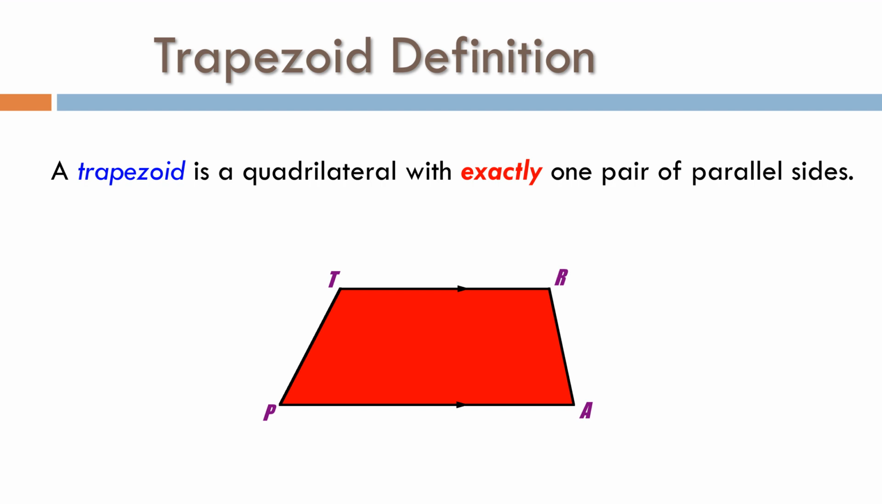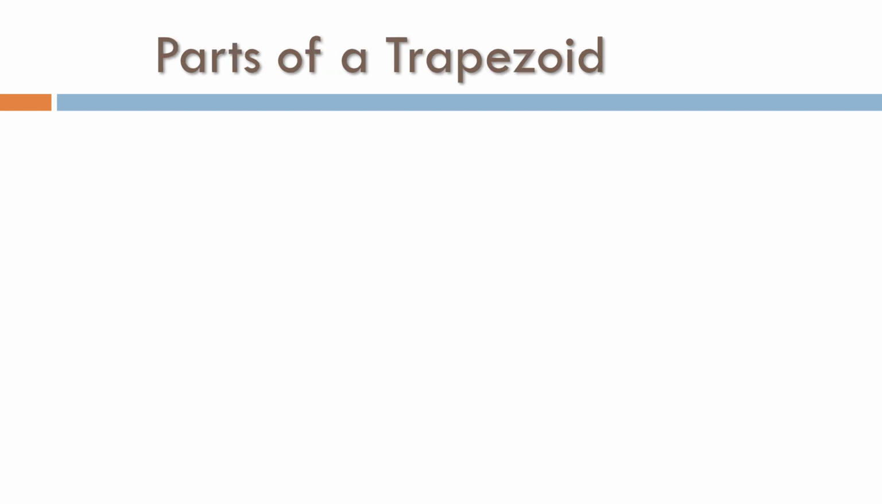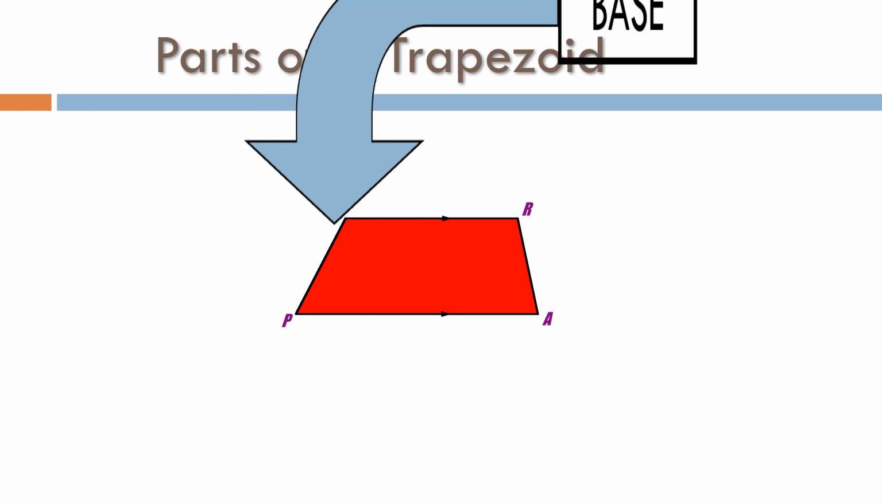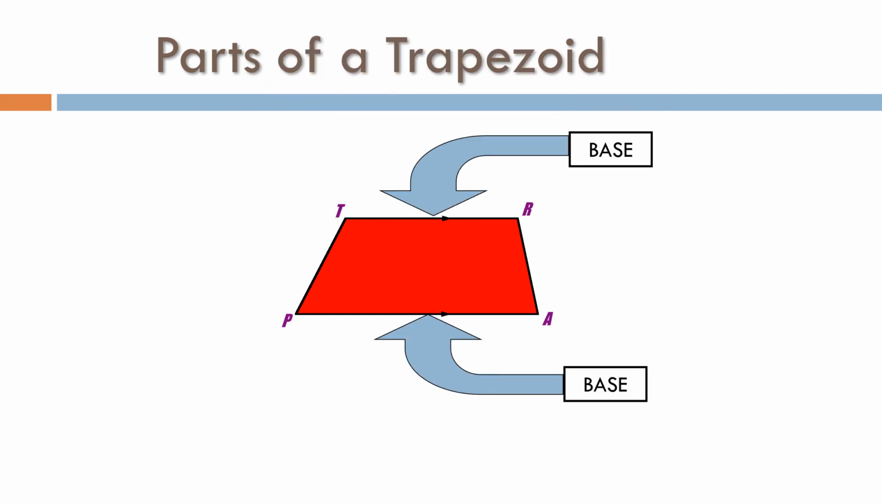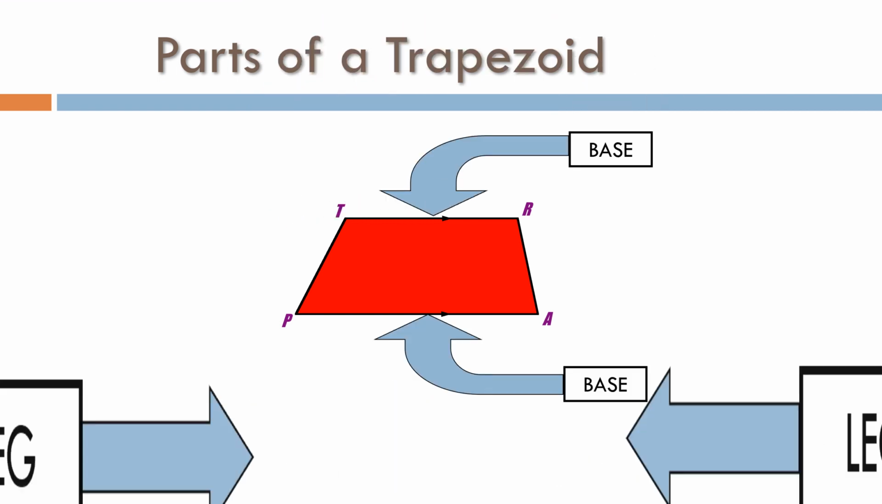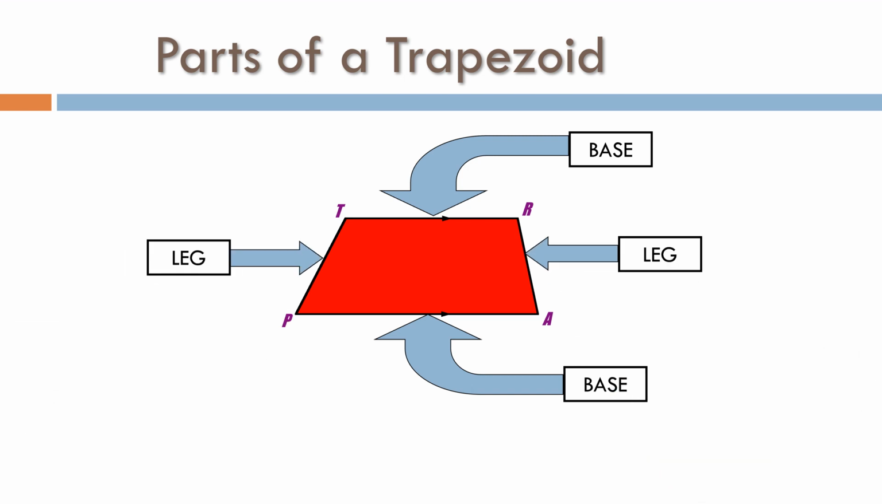Okay, good. That's it. I forgot the terminology there. The parallel sides are called bases. The non-parallel sides are called legs.